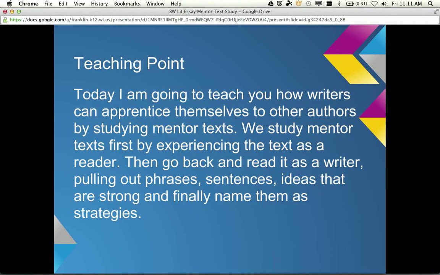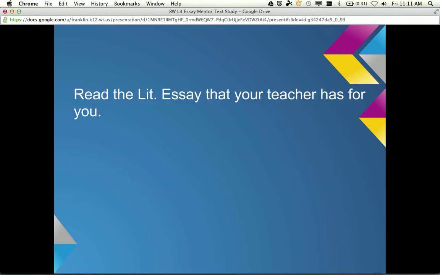So first we're just going to read it to take it in, and then you're going to go back and read it again, but this time you're looking for the writer's craft. What are the strategies they use? So I want you right now to read the essay that your teacher has given you. And when you're done, pause this, and come back.